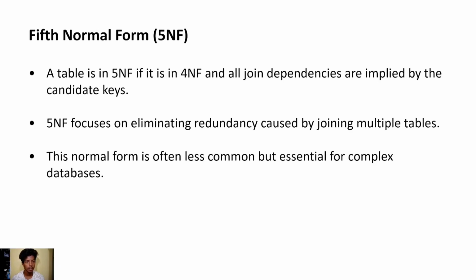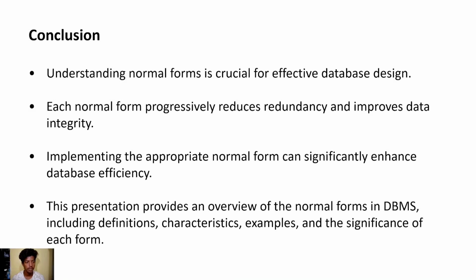Fifth normal form, that is 5NF. A table is in 5NF if it is in 4NF and all join dependencies are implied by candidate keys. 5NF focuses on eliminating redundancy caused by joining multiple tables. This normal form is often less common but it is essential for complex databases.